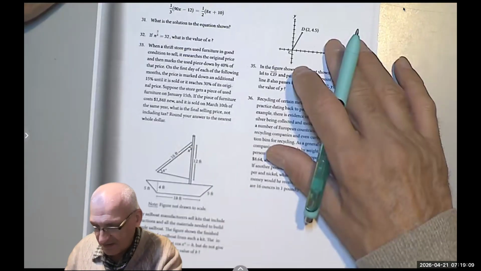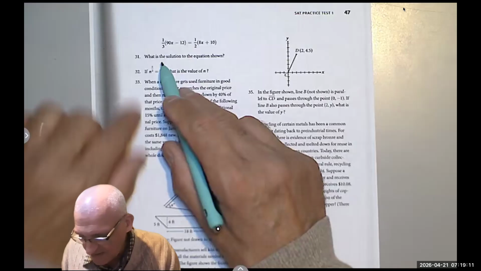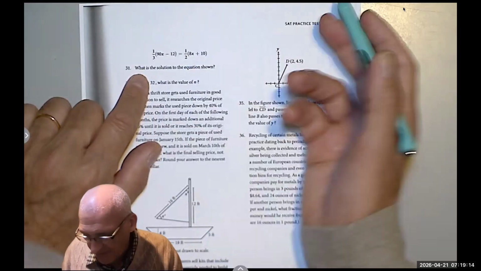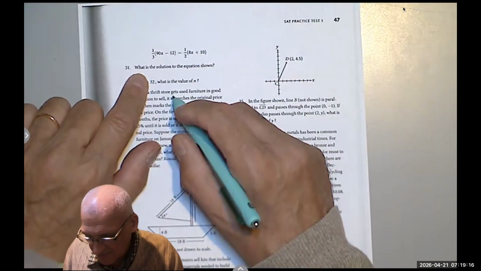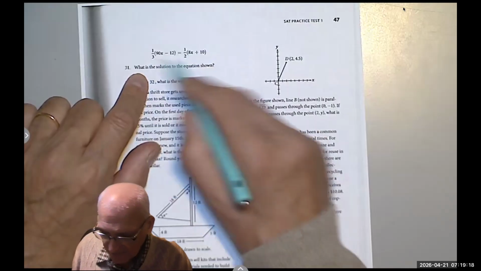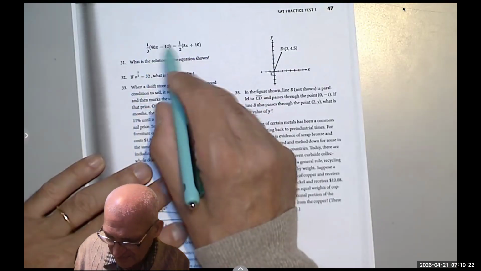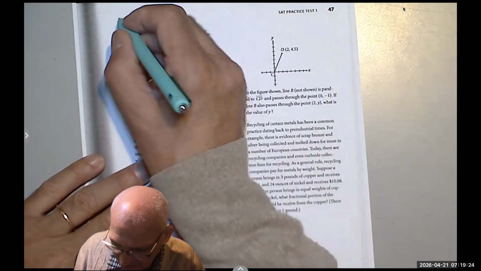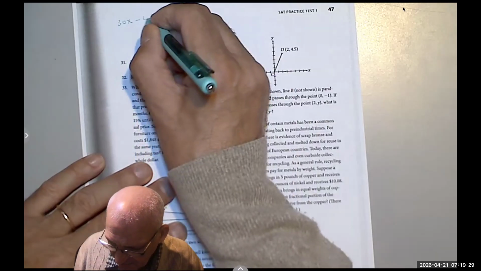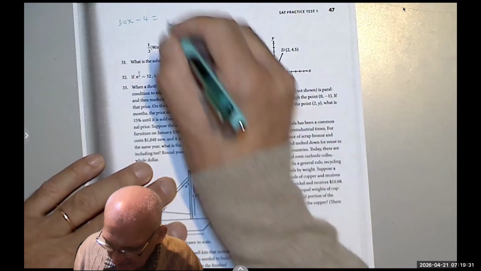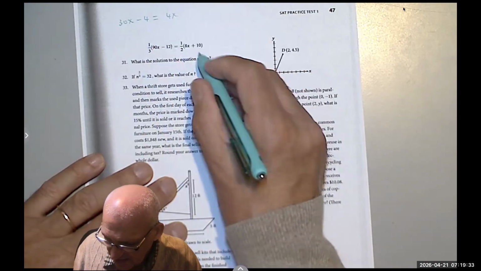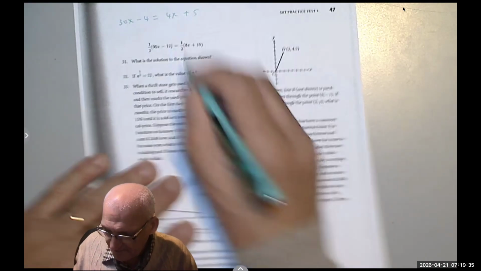Lost it. Okay, what is the solution to the equation above? Just distribute or cross multiply the 3 and the 2. Anyway, both of these are divisible by 3, so 90 over 3 is 30x, minus 12 over 3 is 4. Half of 8x is 4x, and half of 10 is 5.